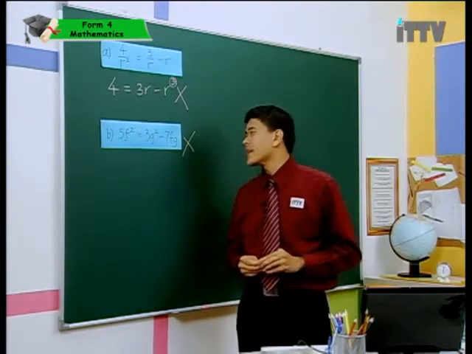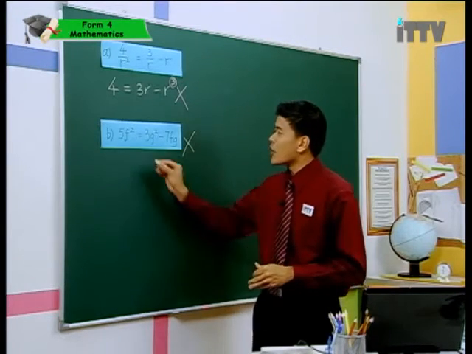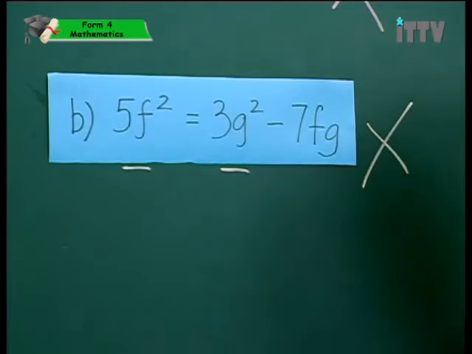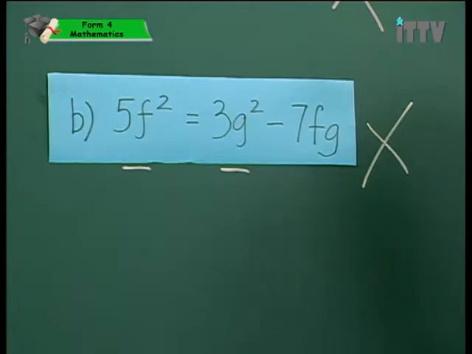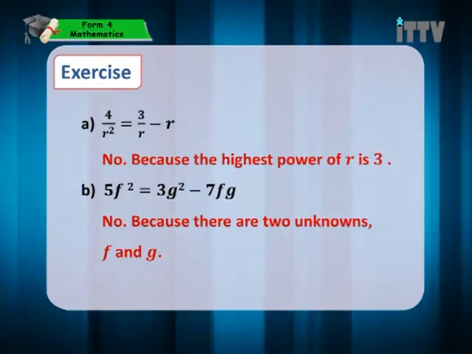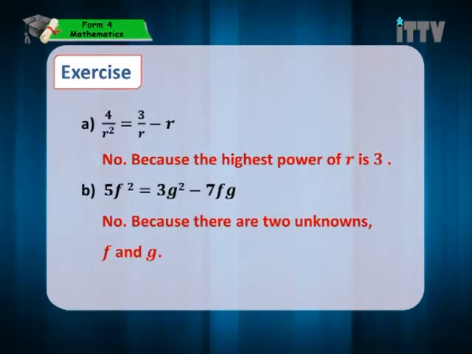I'm sure you can. There are actually two unknowns. One of them is f and one of them is g. So because there are two unknowns, this is not a quadratic equation in one unknown. Alright, so let's look at the reason. It is not because there are two unknowns, which are f and g.